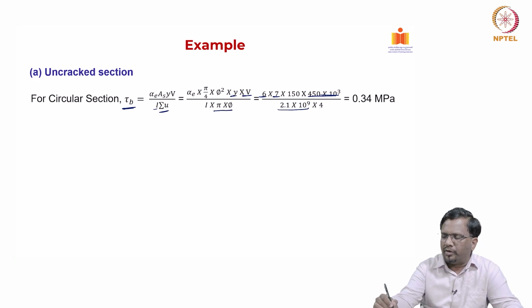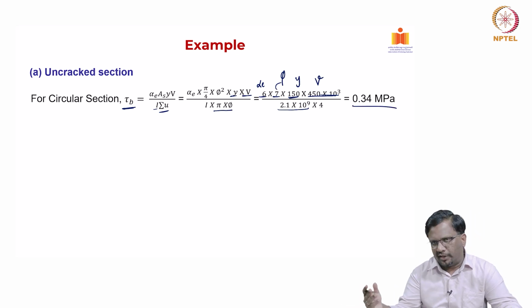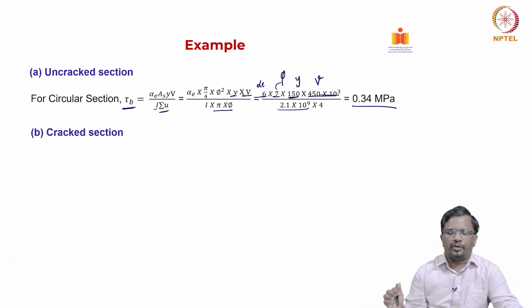So, this is the modular ratio, let us say alpha e, and this is your diameter, and this is your y, and this is your shear. If you simplify that, this is how you get it, and your bond stress for an uncracked case, as expected, is going to be less, which is 0.34 megapascal. Now, let us look at what happens for a cracked section.